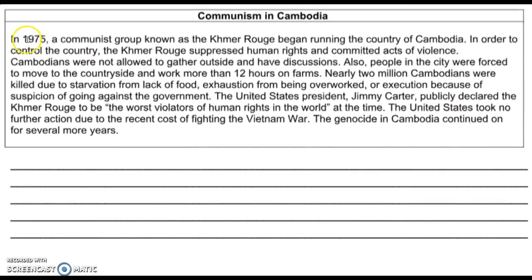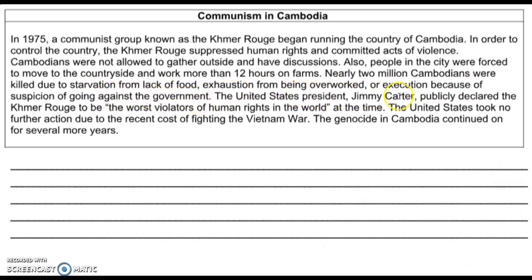Cambodia. In 1975, a communist group known as the Khmer Rouge began running the country of Cambodia. In order to control the country, the Khmer Rouge suppressed human rights and committed acts of violence. Cambodians were not allowed to gather outside and have discussions. Also, people in the city were forced to move to the countryside and work more than 12 hours a day on farms. Nearly 2 million Cambodians were killed due to starvation from lack of food, exhaustion from being overworked, or execution because of suspicion of going against the government.